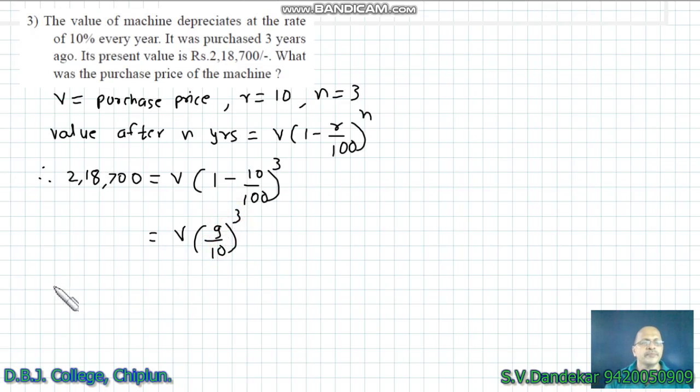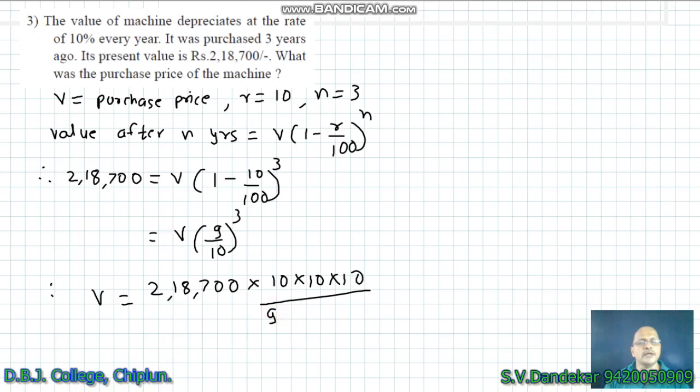And therefore V is equal to 2,18,700 into 10 cube, or 10 into 10 into 10, upon 9 cube, that is 9 into 9 into 9. Calculation gives us this answer is equal to 3 lakhs. You can check by dividing 2,18,700 by this number, 9 into 9 into 9. You will get the answer.